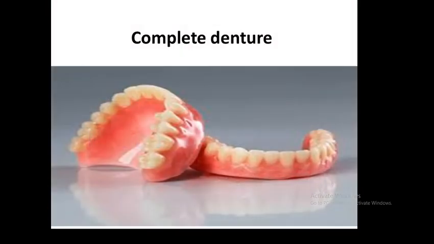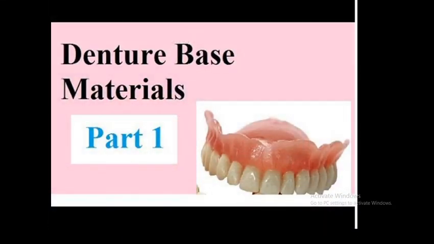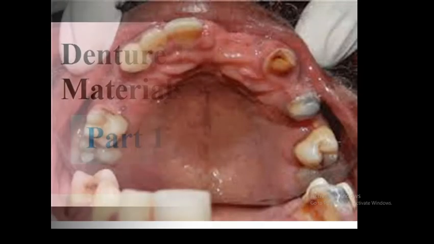This is a complete denture. We have upper and lower jaw bases, okay. It's used for patients who are edentulous. They don't have any teeth at all, okay. And this one we call a denture base.